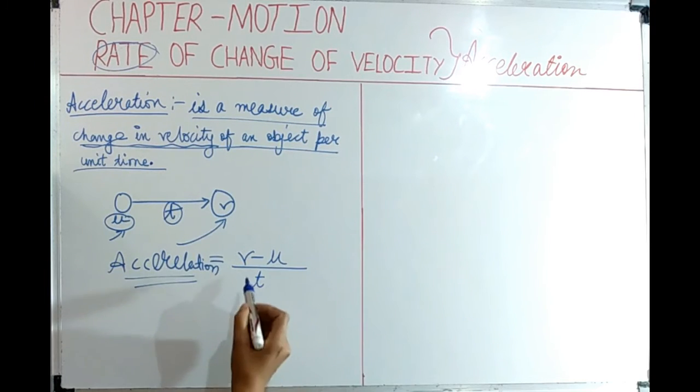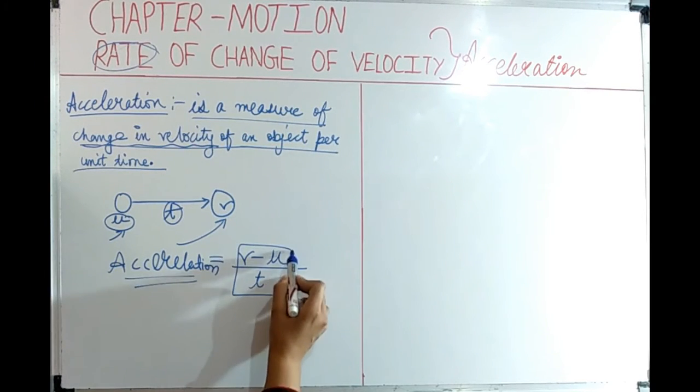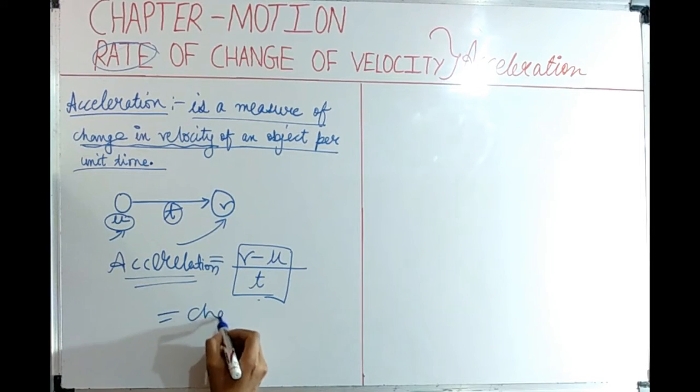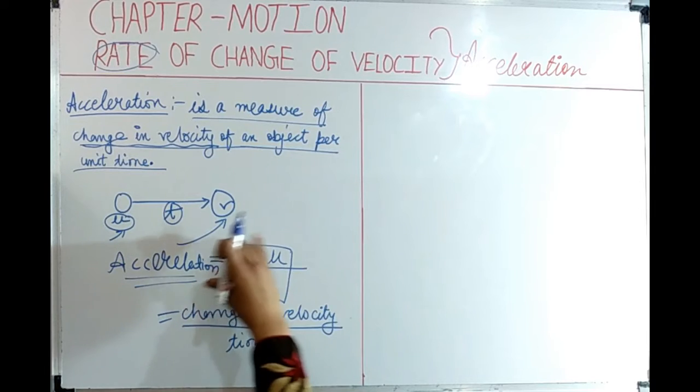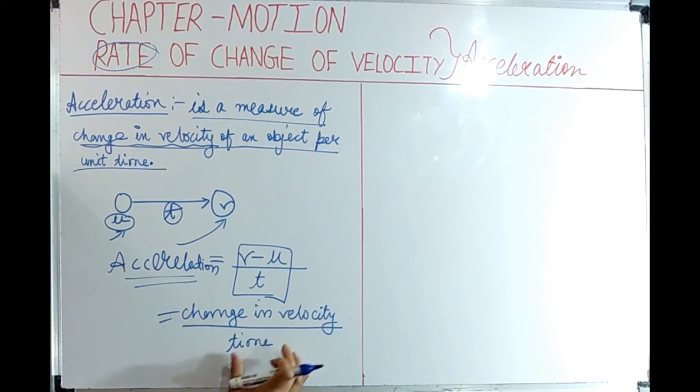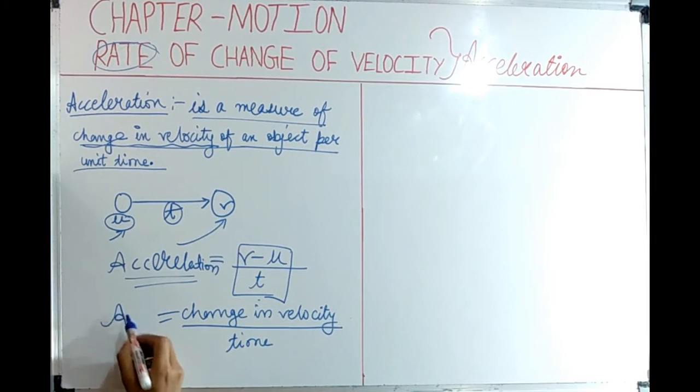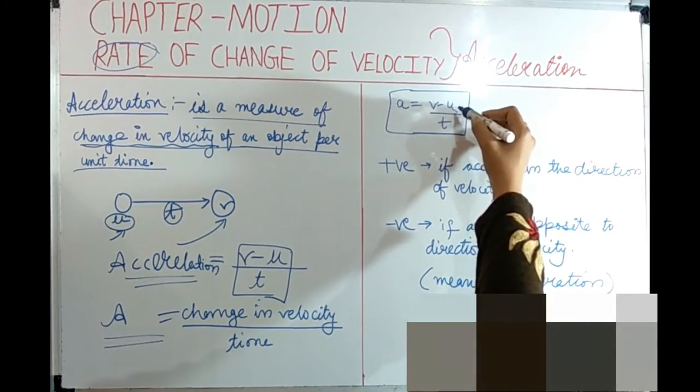Here we have got the formula for acceleration, that is change in velocity upon time taken. Acceleration a equal to v minus u by t.